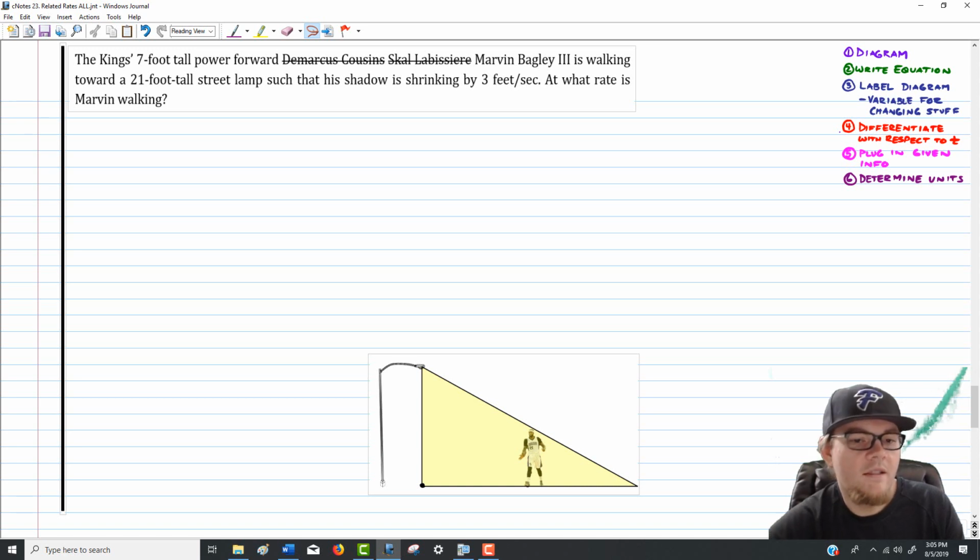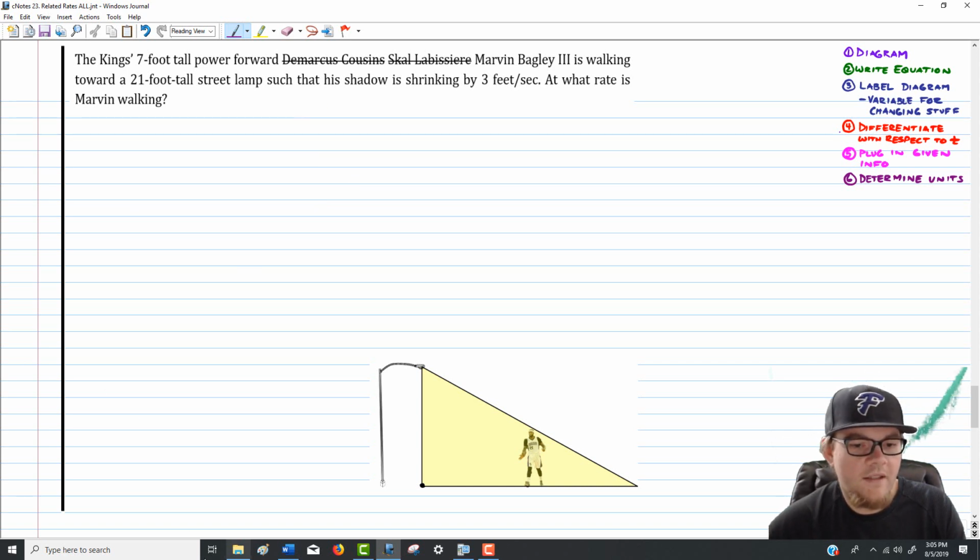So in our second to last example here, our situation begins by making reference to the fact that the hot power forward on the Kings seems to change every year as we draft more people. So this one says the Kings 7-foot-tall power forward Marvin Bagley III, that's a pretty good future I'd say, is walking toward a 21-foot-tall street lamp such that his shadow is shrinking by 3 feet per second. At what rate is Marvin Bagley III walking?